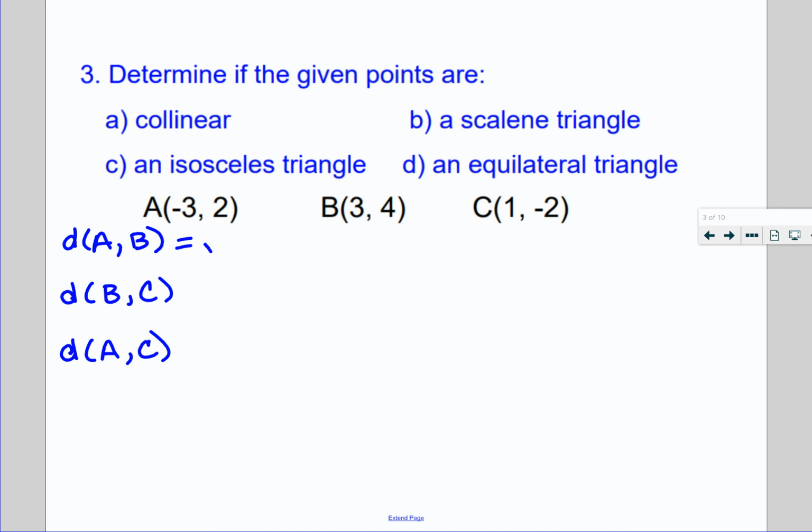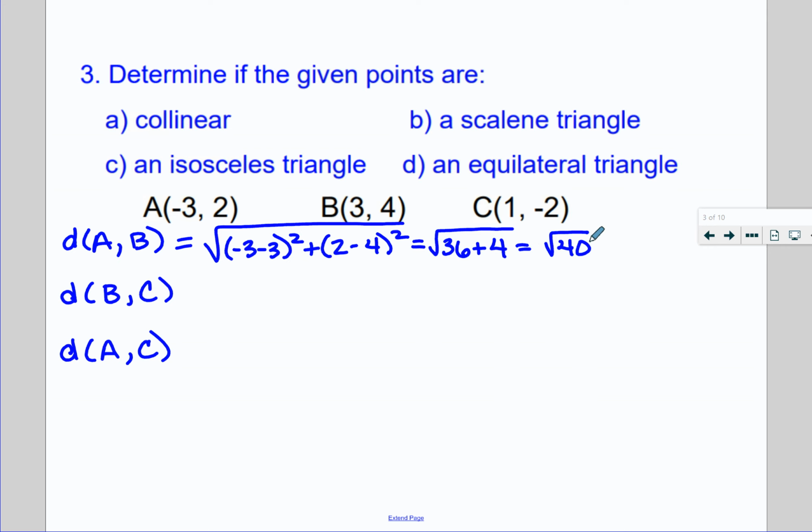So 3 quick distance formulas: square root, x minus x squared and y minus y squared. Negative 3 minus 3 squared plus 2 minus 4 squared. That gives me negative 6 squared, or 36. 2 minus 4 is negative 2 squared, so 4. So I get square root 40, and yes, that reduces, but I'm just going to leave it there because I'm only going to be comparing it anyway, so no need to reduce here. So that's my final answer.